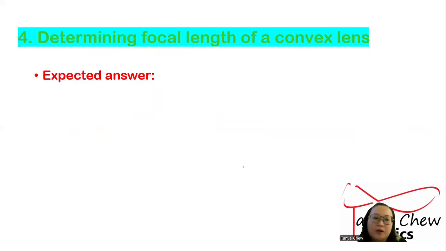Okay, now number 4, determining the focal length of a convex lens. How do you find your focal length? You measure, how do you find, and how do you determine? So how you draw your convex lens. That's what we expect to see.